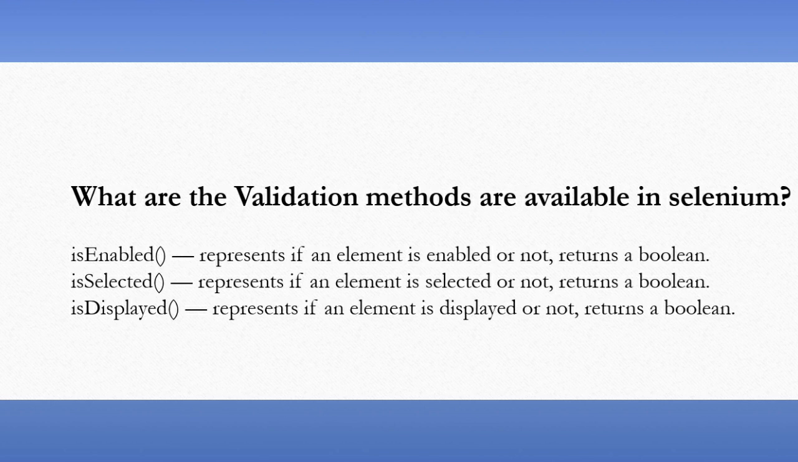There are three types of validation methods available in Selenium. The first one is enabled. This represents if an element is enabled or not, and it returns a boolean value. The next one is selected. This represents if an element is selected or not. This returns a boolean value. The third one is displayed. This represents if an element is displayed or not. This also returns a boolean value.